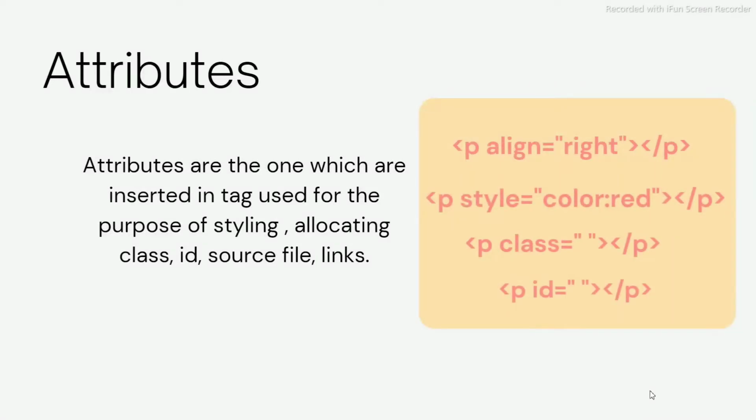Now we are going to discuss the attributes. Attributes are present within the tags and are used for the purpose of styling and allocating the class, as well as the ID and the source and links in the HTML. Now we are going to discuss some of the attributes which are used in the HTML.